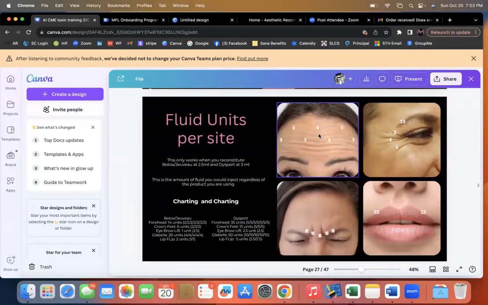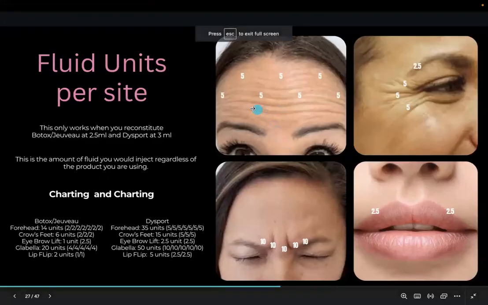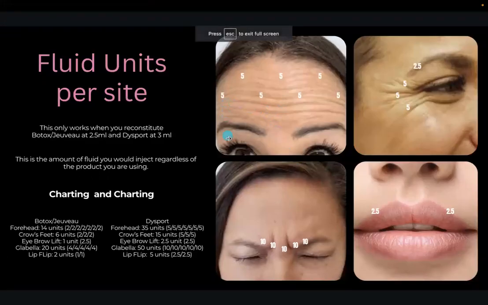So if you look at this forehead right here, you can see that this is considered a large forehead. So this would be the standard 7 injection points. That first injection point is going to be between that pupil and that lateral canthus, directly in between there, and around 2 centimeters up, or 2 finger breadths up. That's going to be your first injection point, and you're going to put 5 fluid units. That would be 5 Dysport units, or the equivalent of 2 Botox or 2 Jeuveau units.